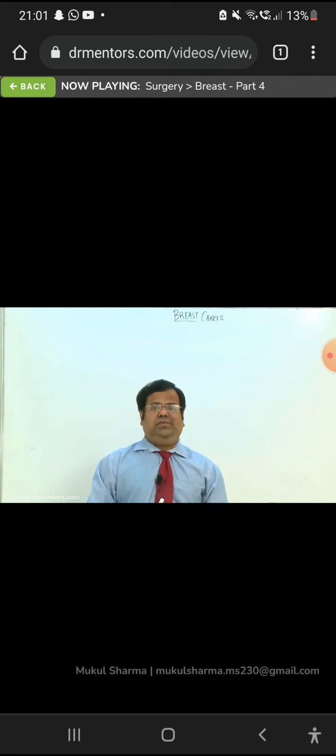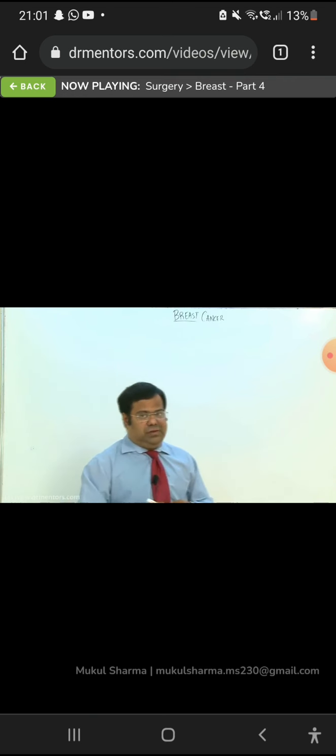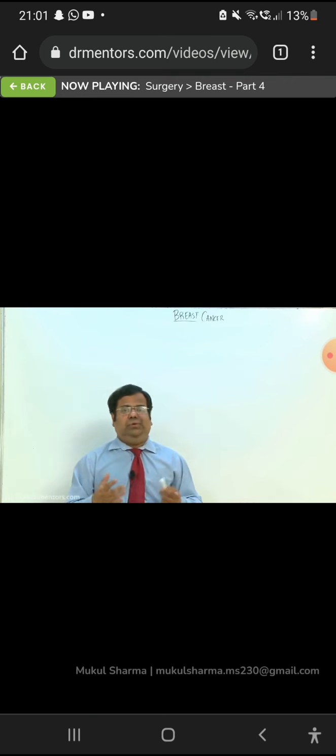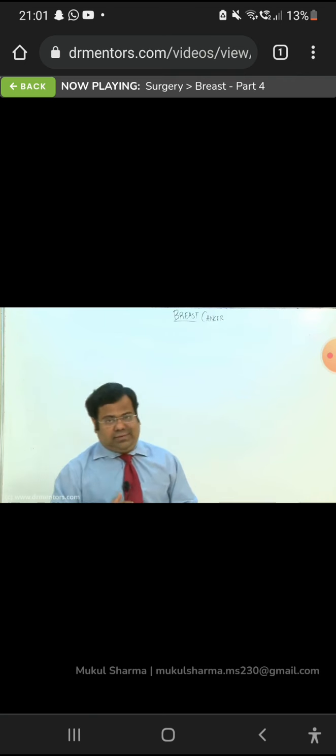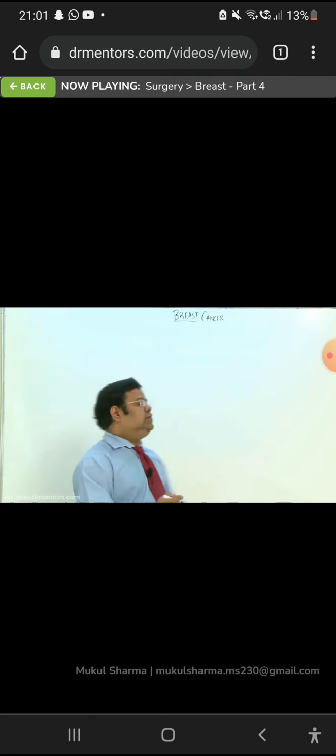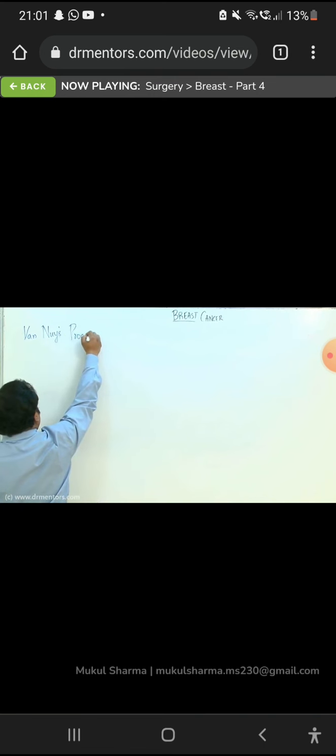Alright. What is the investigation of choice? The investigation of choice is mammography. Now, if a person has ductal carcinoma in situ, how do you treat it? Treatment is by local excision or wide excision. Once you excise, you see various parameters and you do a scoring called the Van Nuys Prognostic Index. Why do we need to do this?